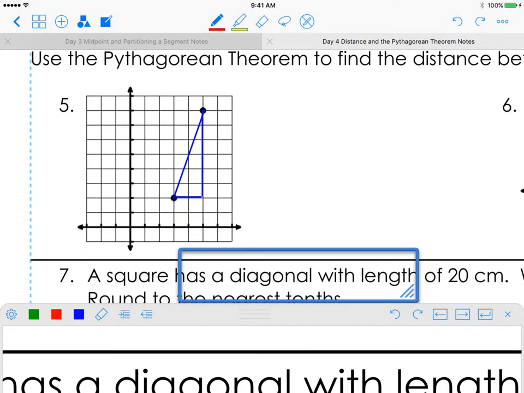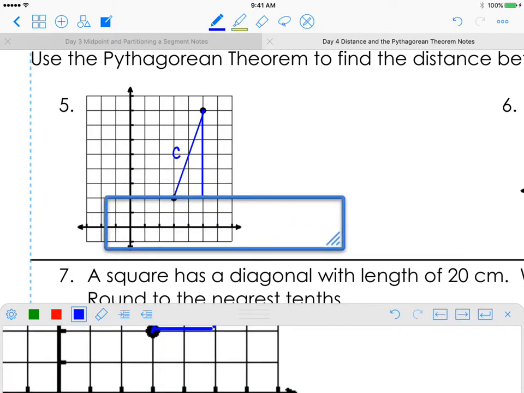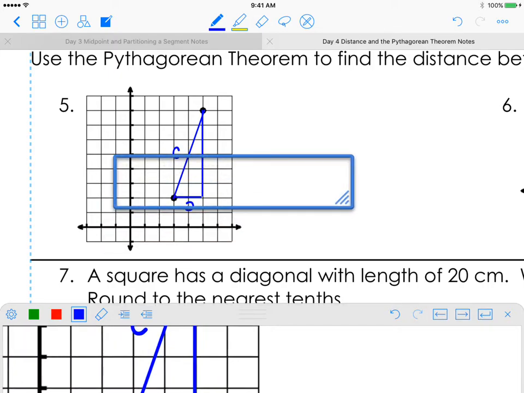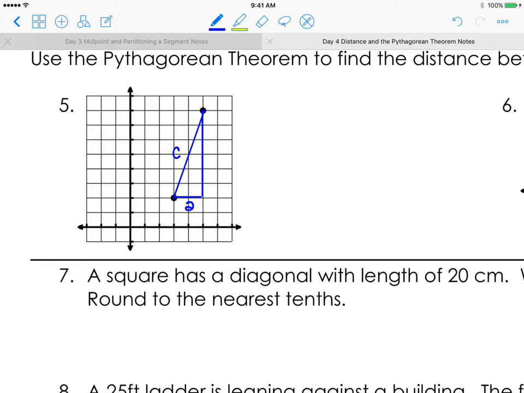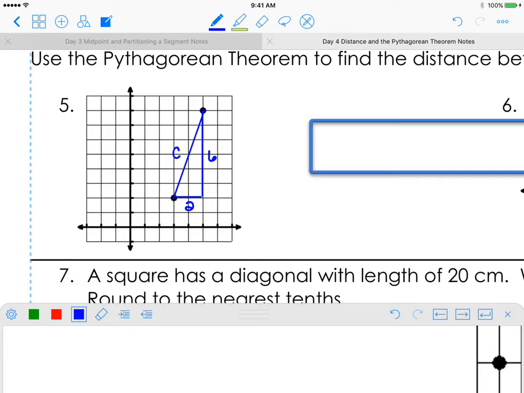So now we're going to look. We're trying to find our hypotenuse again. This is our c. We've got to find that one, so we need the distance of each of our sides. This length is 2, whereas our high length is 1, 2, 3, 4, 5, 6. I'm guessing this one's going to end in a radical.